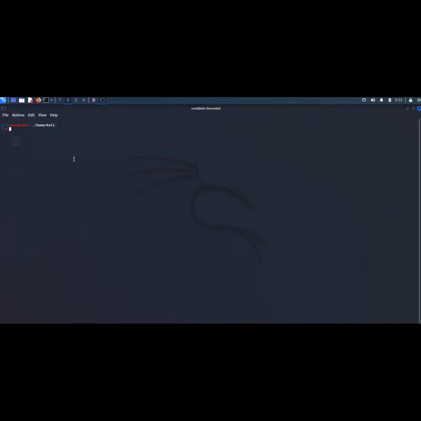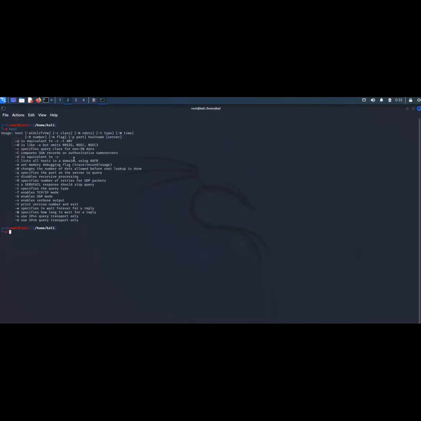Host is a tool used to determine which specific domain an IP address resolves to. If I type host followed by the domain, it will resolve and find the IP that the domain resolves to. In some cases, it is possible to obtain the IPv4, IPv6 address, and even email servers.